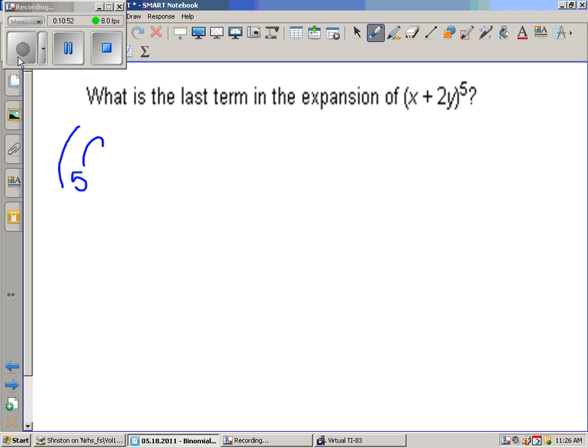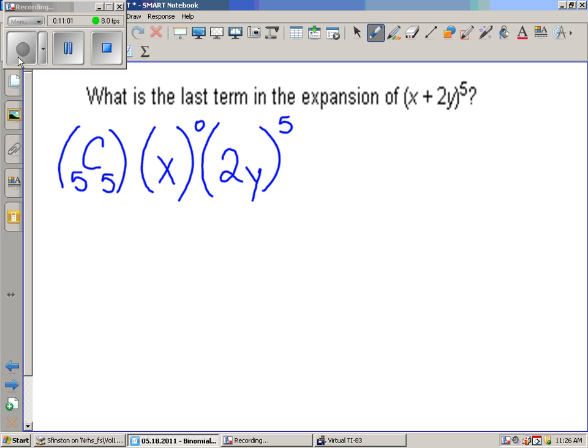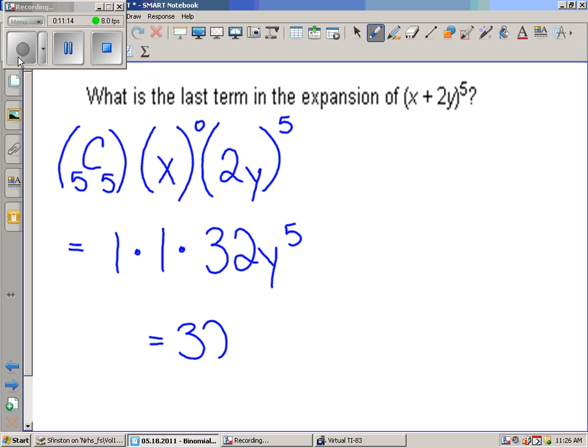So it's got to be 5c5, right? X to the what? Good. 2y to the fifth. This is an easy one. How much is 5c5? X to the 0 is 1. And 2 to the fifth, I think, is like 32. Y to the fifth. So it turns out the last term of this sequence is 32y to the fifth.